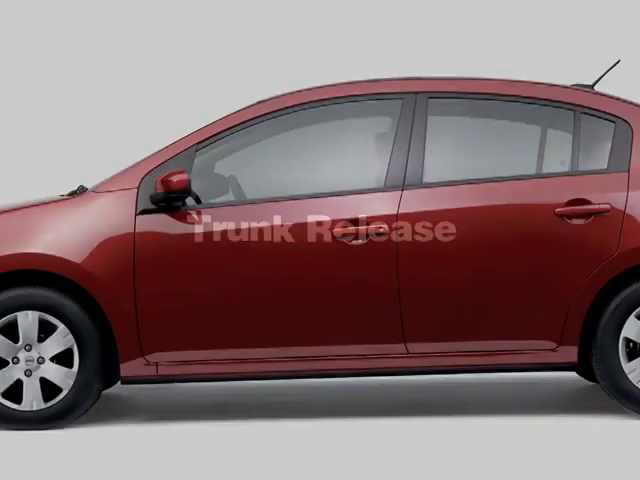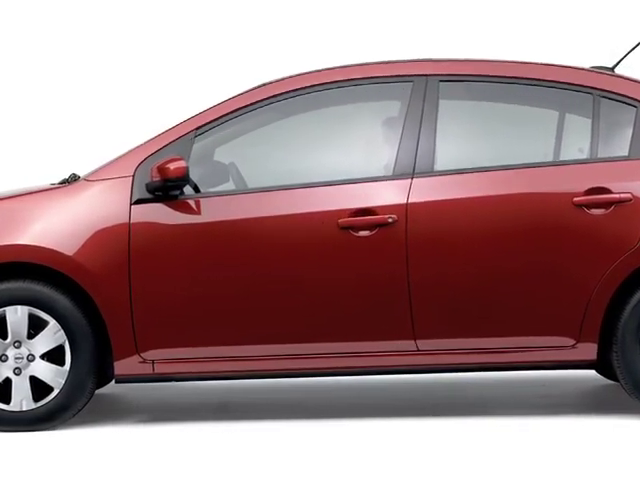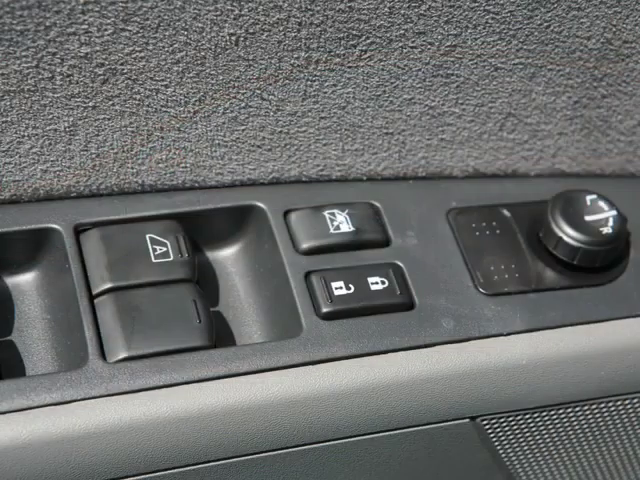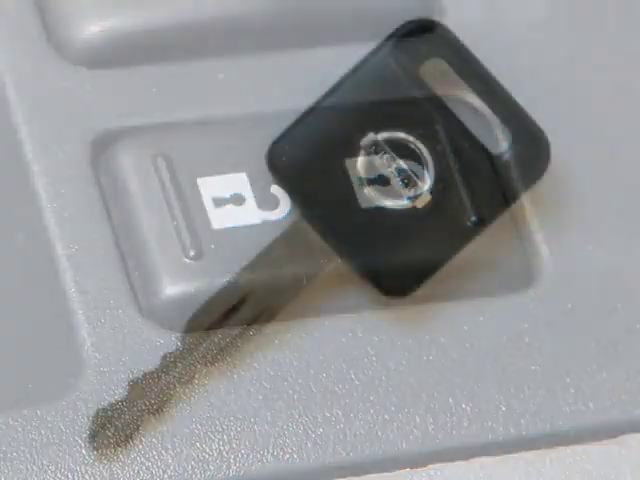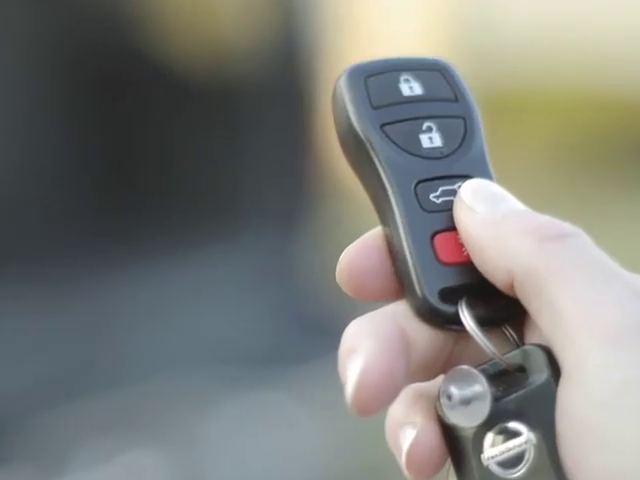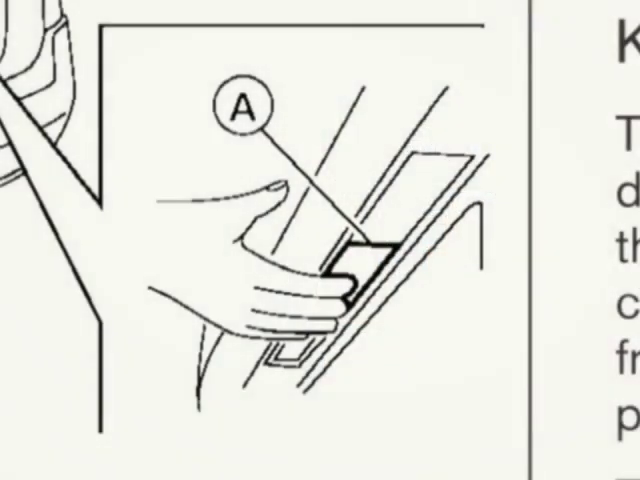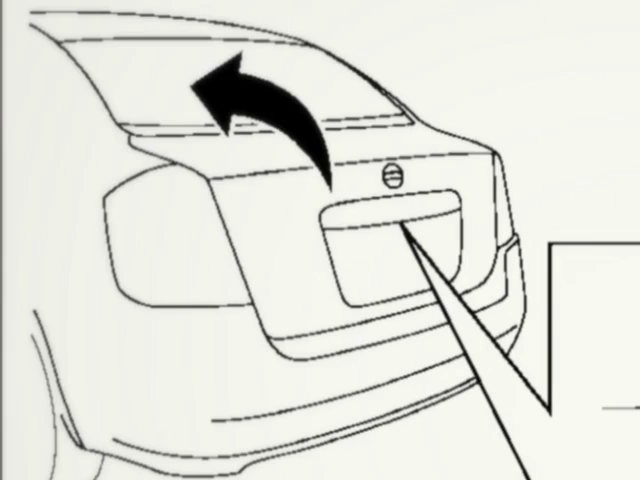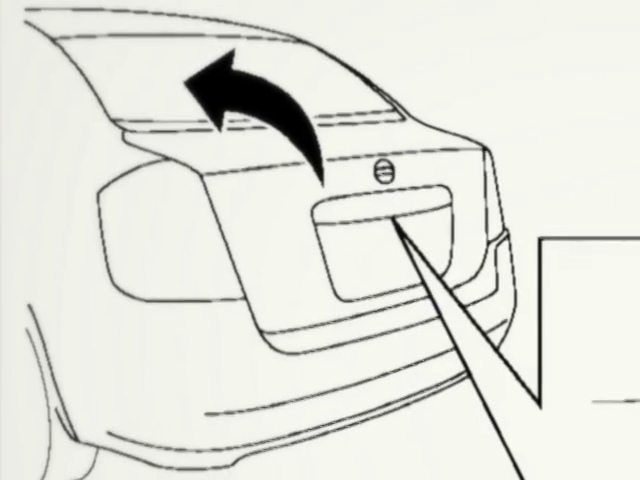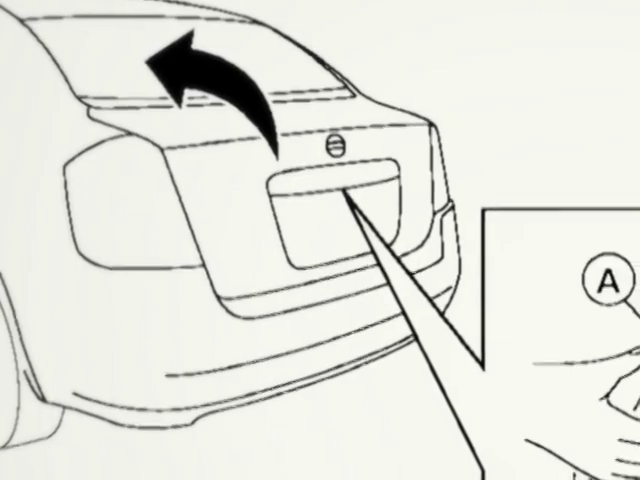Trunk release. Your trunk unlocks when you unlock all doors. You will use the power door lock switch, your key, or your remote keyless entry system, if so equipped. You will then push up on the opener switch, located just under this trim panel, while pulling up on the trunk lid, and it will open.